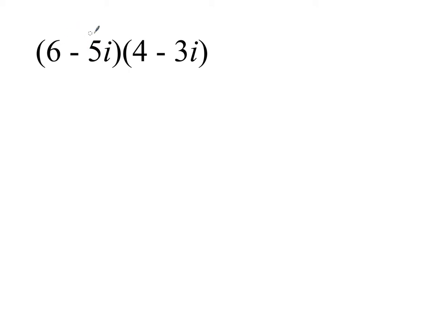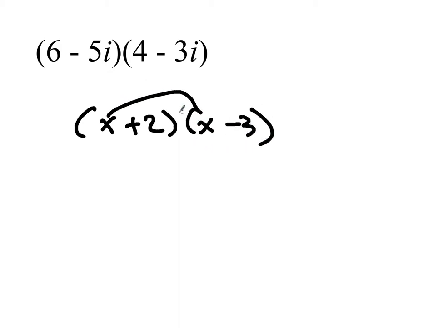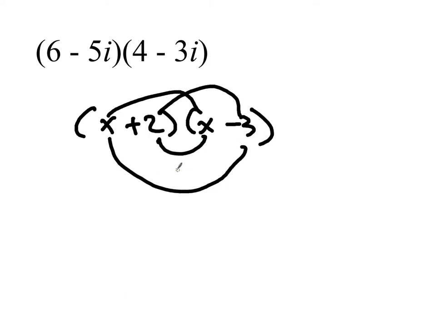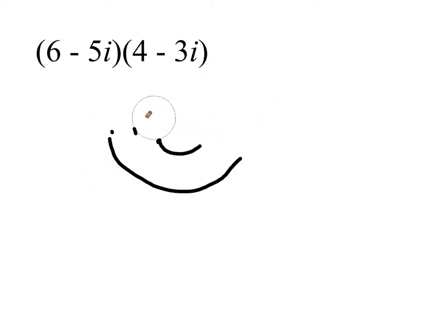Now what about when you multiply two complex numbers that have a real part and an imaginary part? What you have to do is something similar to when you have a problem like x plus 2 times x minus 3. You FOIL it. Oops, I wrote that wrong. You multiply all of these parts out. Well, that's what we're going to do here with this complex number also.